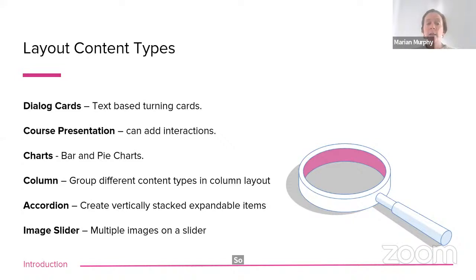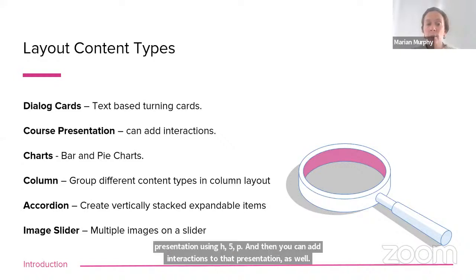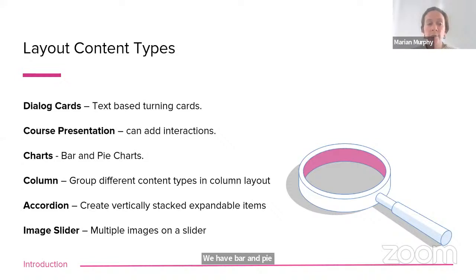So we have dialogue cards, which are text-based turning cards. We have a course presentation. This is where you create a presentation using H5P, and then you can add interactions to that presentation as well. We have bar and pie charts to represent numerical information.